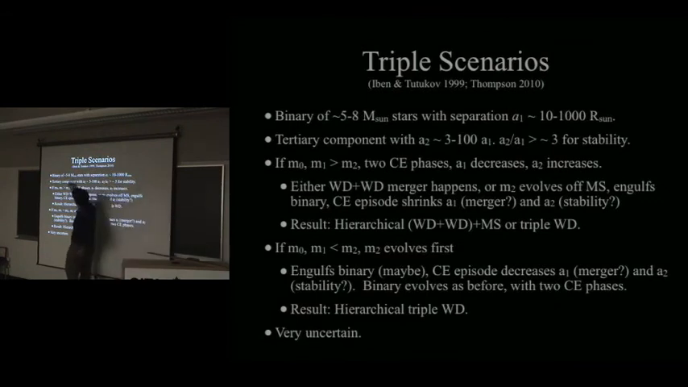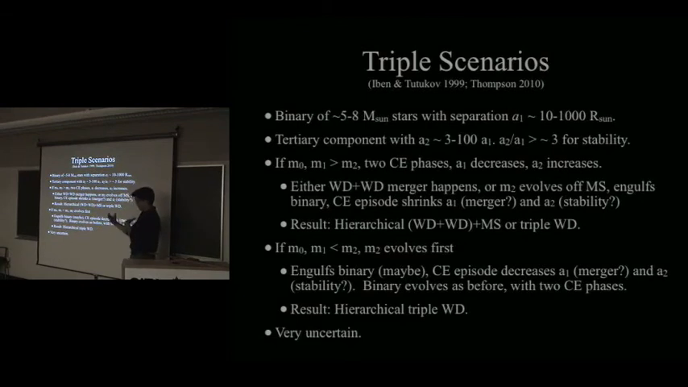But again, you start with a binary of 5 solar mass stars with separation 10 to 1,000 times our sun. The tertiary component is sitting out there at maybe 3 to 100 times the inner separation. If the inner binary components, M0 and M1, are more massive than M2, then you would go through your two common envelope phases. A1 decreases, A2 actually would increase because of mass loss. Either the white dwarf merger happens, or M2 evolves off the main sequence.